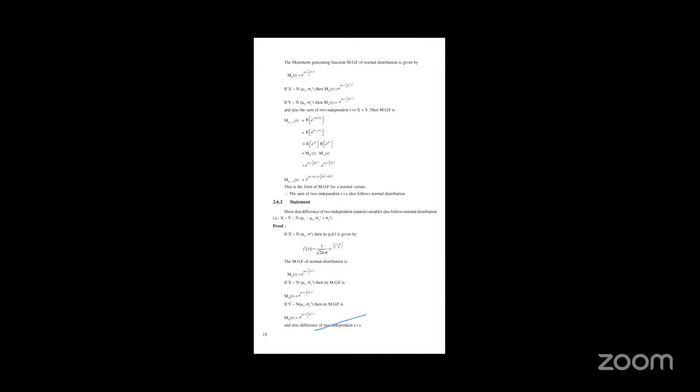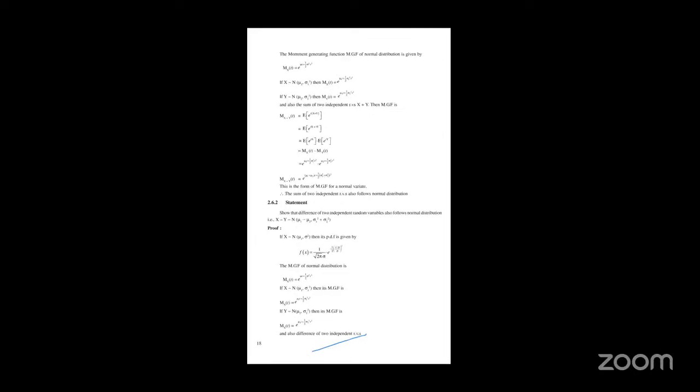First is the moment generating function of the normal distribution, which we already got in the previous section. That is M_X(t) equals e to the power mu t plus half sigma squared t squared. They are saying this also follows the normal distribution: X follows the normal distribution with mu1 and sigma1 squared, and the other random variable Y also follows the normal distribution with mu2 and sigma2 squared. Then summing up these two, we will see what we get.